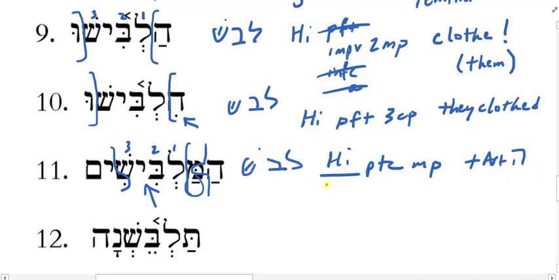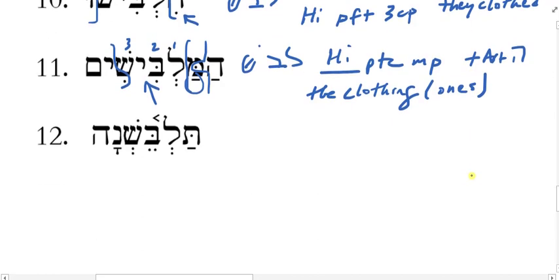What does lavash mean in the Hifil? To clothe. And so translate that as a participle. Clothing. Or if it's substantival, clothing ones. Those who clothe people. All right. It's going to be a lot easier. And with the article, I could say the clothing ones. If I wanted to see this in an actual expression, I might see it in something like this.